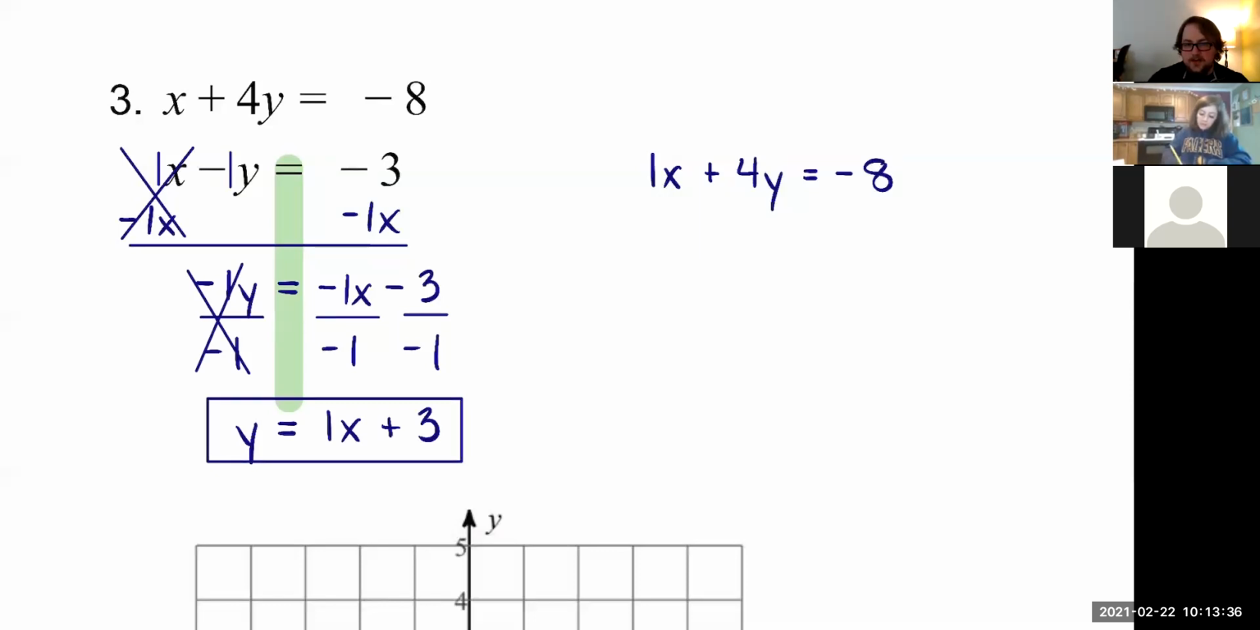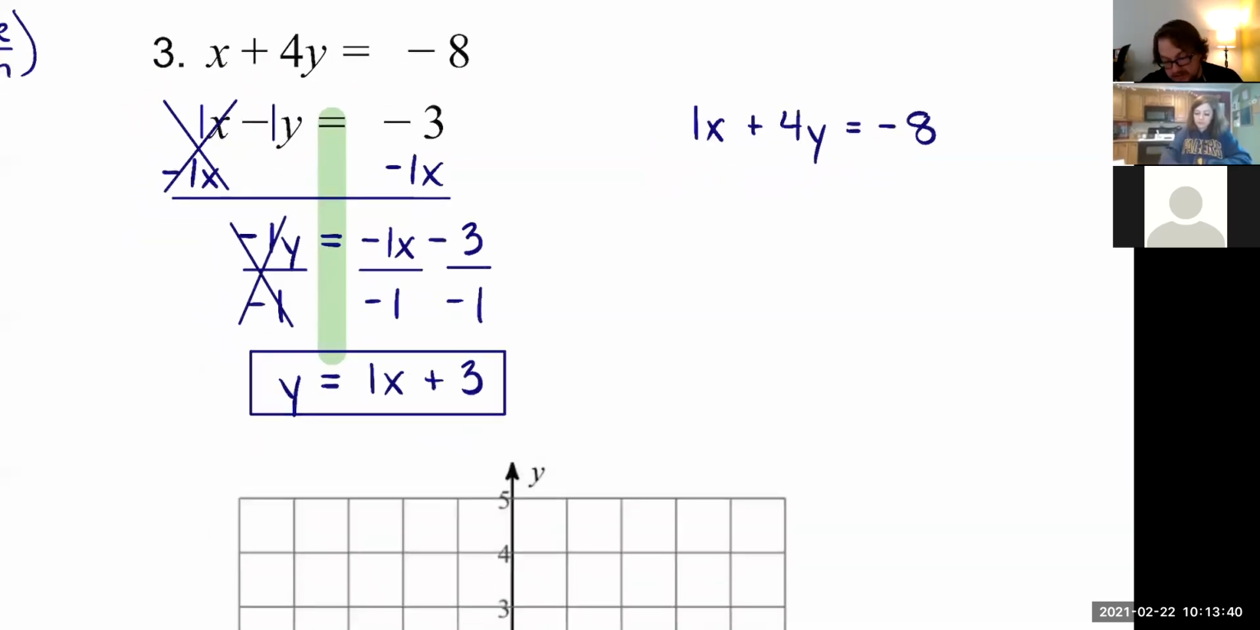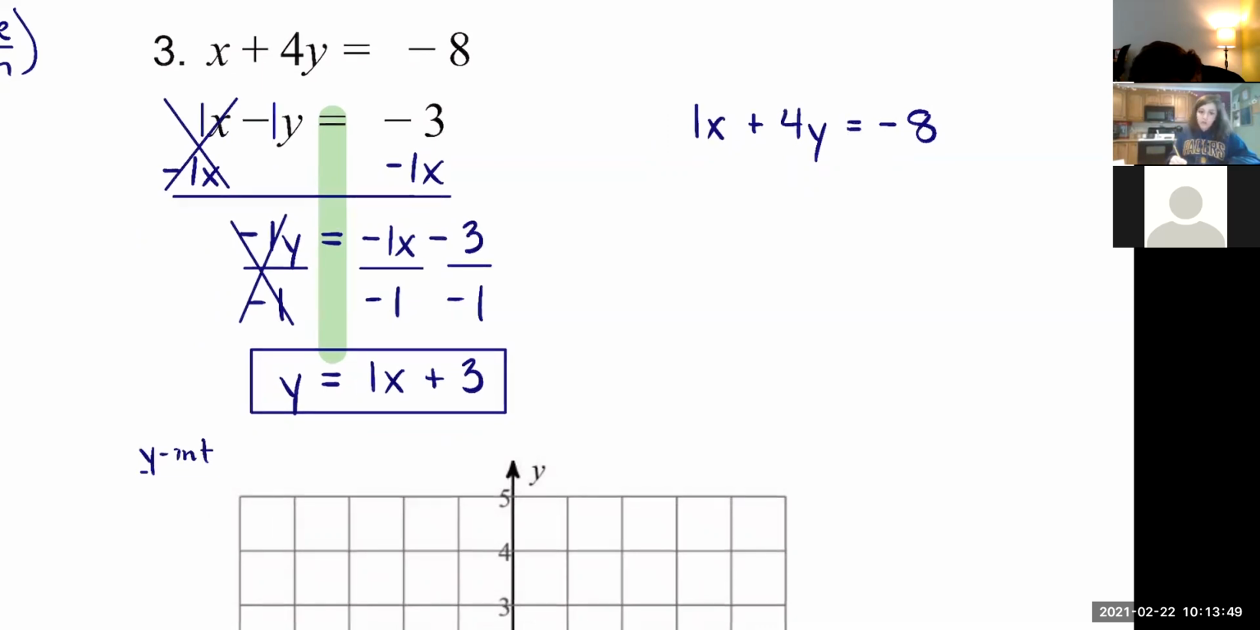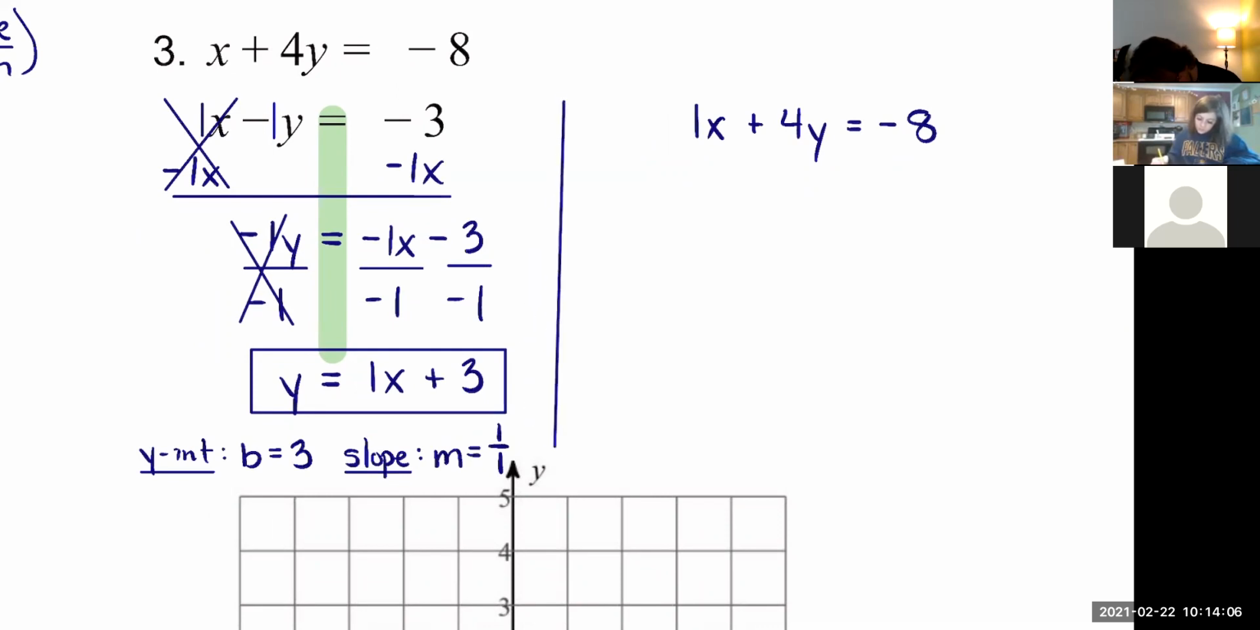And I would suggest, for the sake of consistency, let's go ahead and see this one all the way through. Let's get it on our graph. So what is the y-intercept? It's a +3. And our slope is 1. But if I'm thinking in terms of rise over run, I would write it as 1/1, running into my graph here.